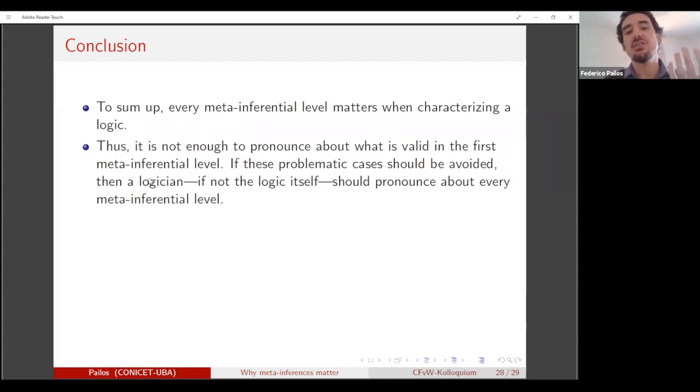Thus, it is not enough to pronounce about what is valid in the first metainferential level. If these problematic cases should be avoided, then a logician should also pronounce in some way about every metainferential level. I repeat, not in the sense that she should be committed to a particular metainferential standard in every metainferential level, but in the sense that she should at least ban some things.